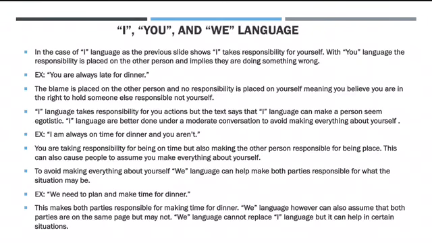For example, "I am always on time for dinner and you are not." You are taking responsibility for being on time, but also making the other person responsible for being late. This can also cause people to assume you are making everything about yourself, because even though you are mentioning the other person, you are automatically saying that you were on time and blaming the other person for being late, instead of giving them a chance to explain the situation to see if something may have happened along the way that caused them to be late.